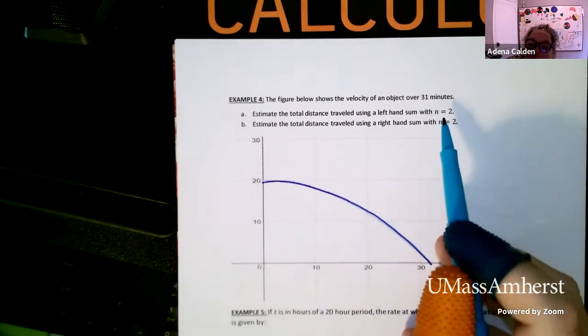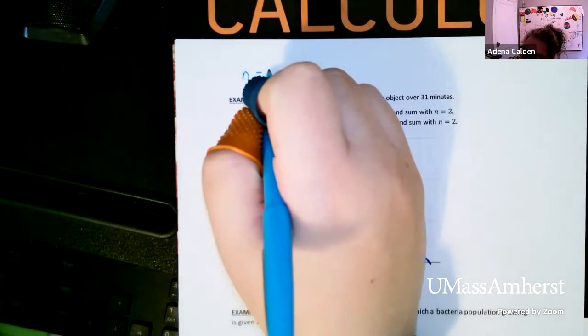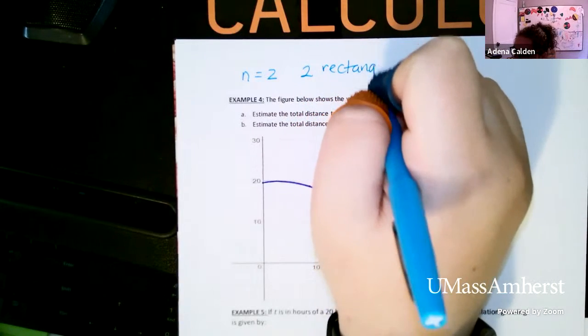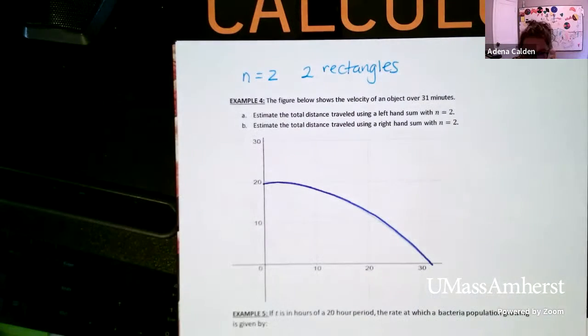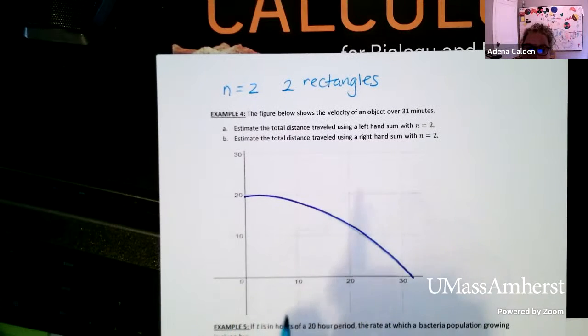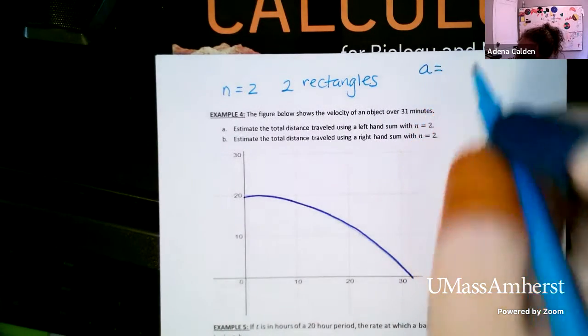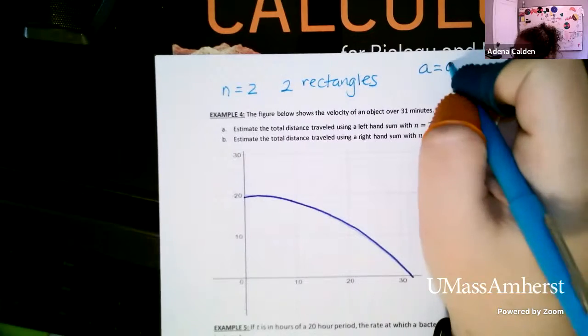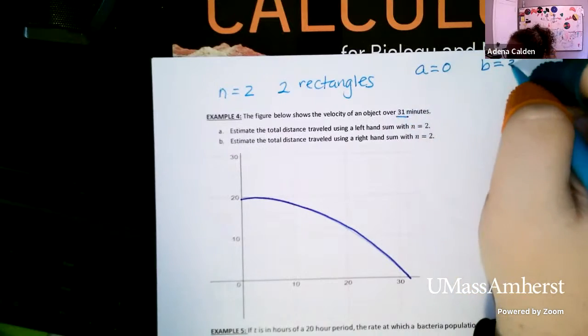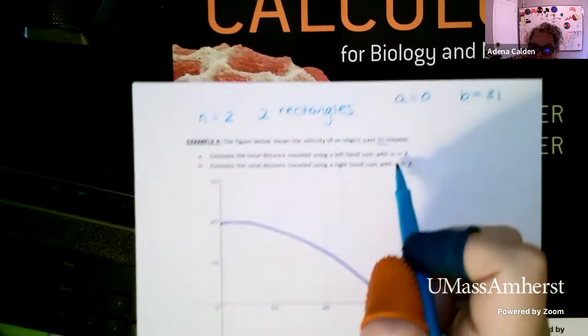Okay, so what does n equals 2 tell us? Well, n equals 2 tells us that there are 2 rectangles that we are using to approximate, right? We also can use that to help us find things like delta t, because if we're going to put 2 rectangles in here, we need to know how big the base or the width of each rectangle is going to be. So let's just write out what we know. So a is where our function starts, 0. b is where our function ends. We know that that's going to be 31. And we know that n equals 2, right?